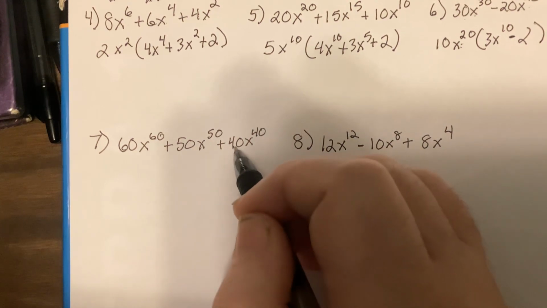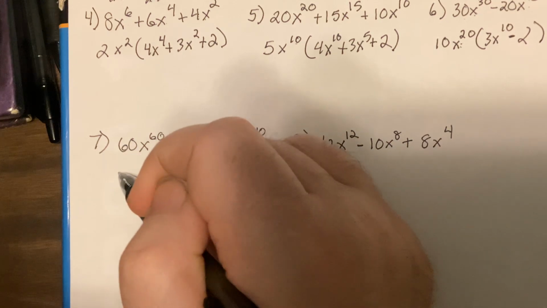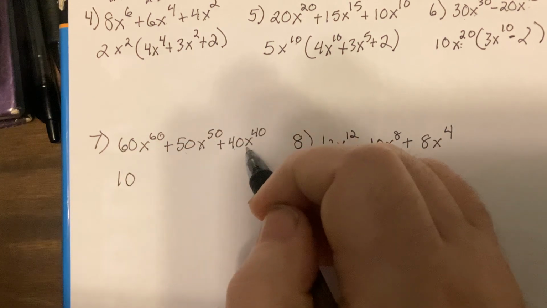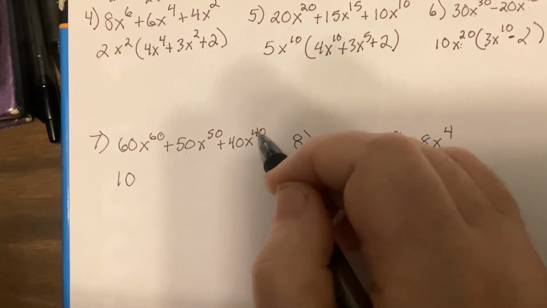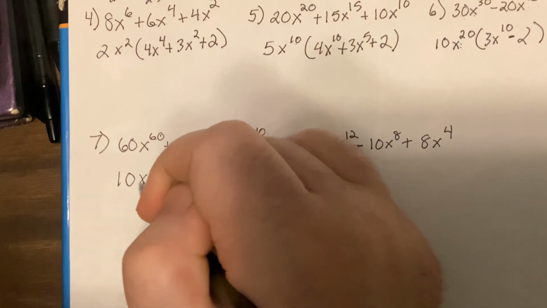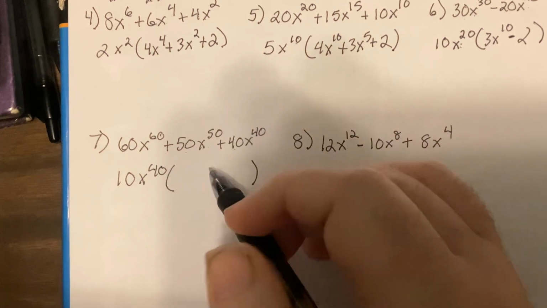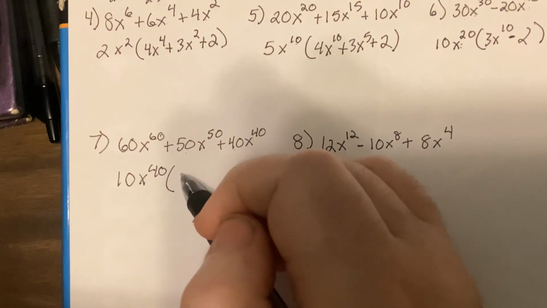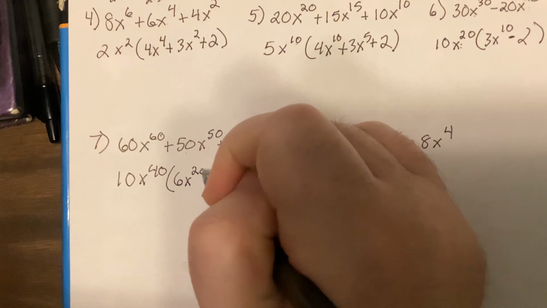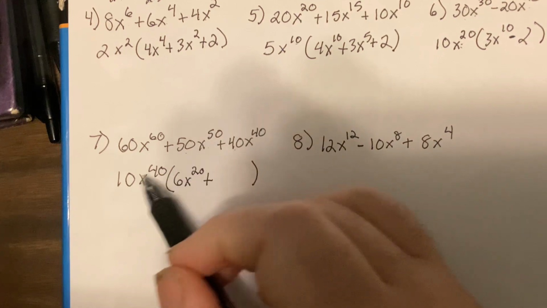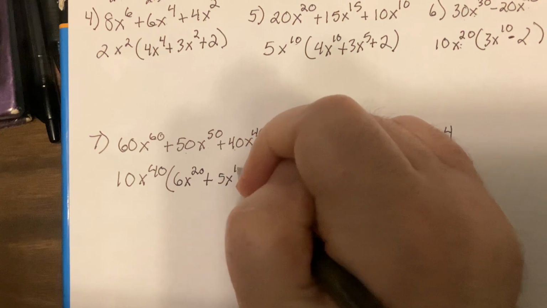Okay, so what goes into 40, 50, and 60? And that would be a 10. There is an x in all three terms. So the smallest that occurs is x to the 40th. So what times this is this? And that'd be 6x to the 20th. What times this is this? And that would be 5x to the 10th.